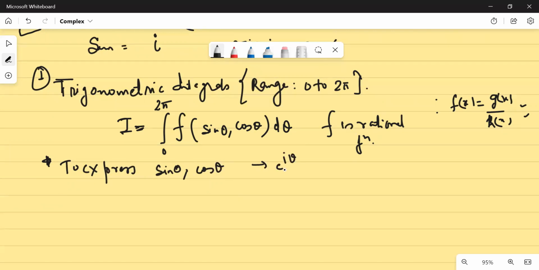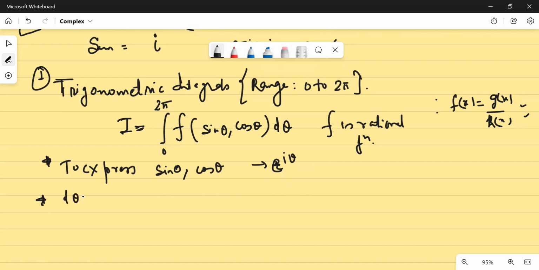In order to write sine theta, I will write e to the power iota theta minus e to the power minus iota theta upon 2 iota. And I will write cos theta as e to the power iota theta plus e to the power minus iota theta upon 2. So I'll express sine theta and cosine theta as linear combinations of e to the power iota theta, which I know already. And what would I do?